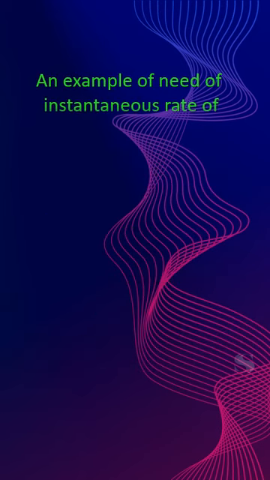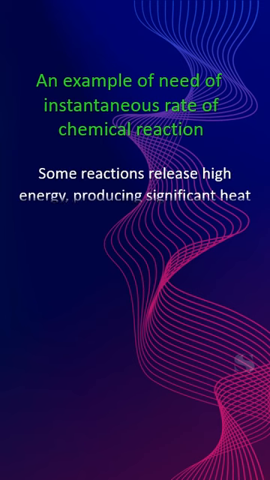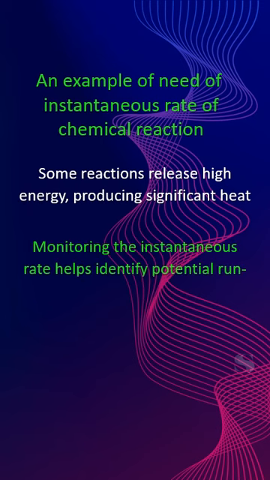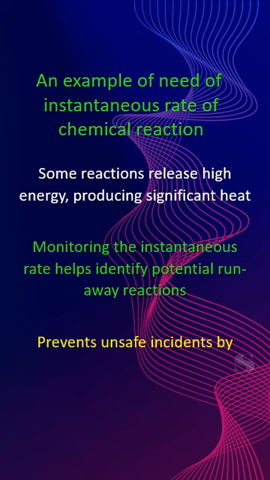Example of the need of instantaneous rate of chemical reaction. During some chemical reactions, high energy can be released, generating significant amounts of heat. Monitoring the instantaneous rate of the reaction allows for early detection of any potential runaway reactions, helping to prevent unsafe incidents.